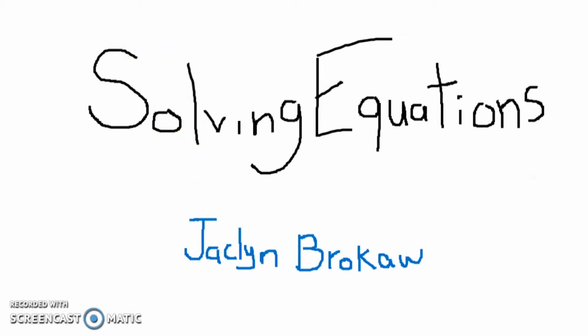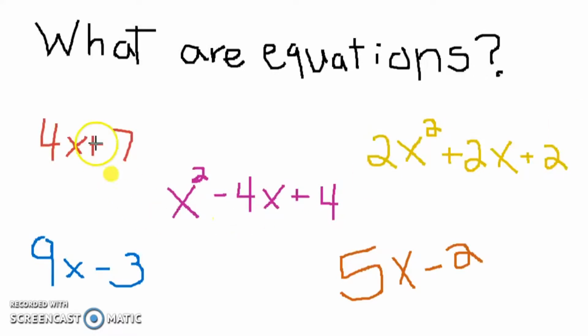So first, you might ask yourself, what are equations? Here are some examples of what different equations can look like. We've got 4x plus 7, 9x minus 3, 5x minus 2, x squared minus 4x plus 4, and 2x squared plus 2x plus 2. As you can see, equations come in all different shapes and sizes, and today we're going to be working with these five, and I'm going to teach you how to solve them.